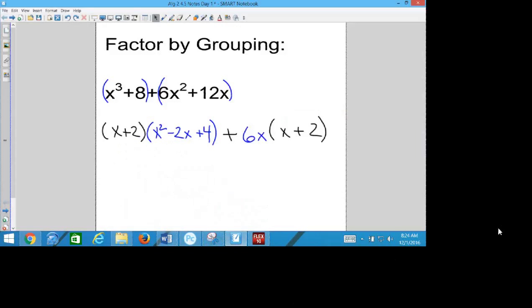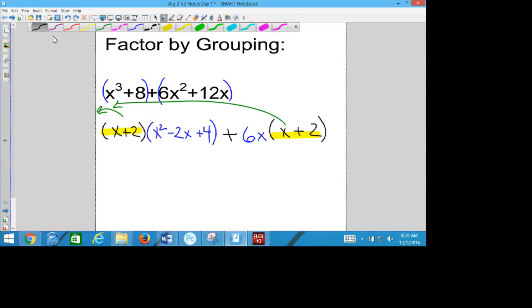Okay, so we're doing factor by grouping. We pulled out 6x out of the second one, and out of the first one, we just did perfect cubes. Now, the rules for factor by grouping are going to be the same. Do you see two parentheses that match? You see the x plus 2's match. So what we're going to do is factor out, by undistributing the x plus 2 from both terms. So we're going to have an x plus 2 in front.